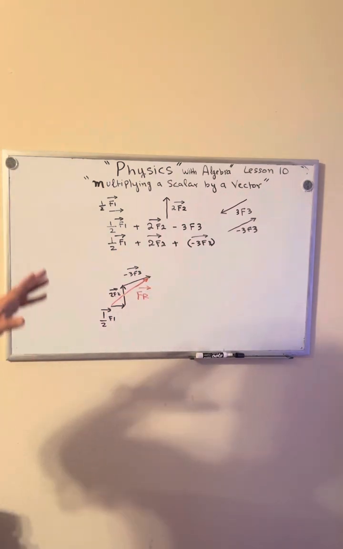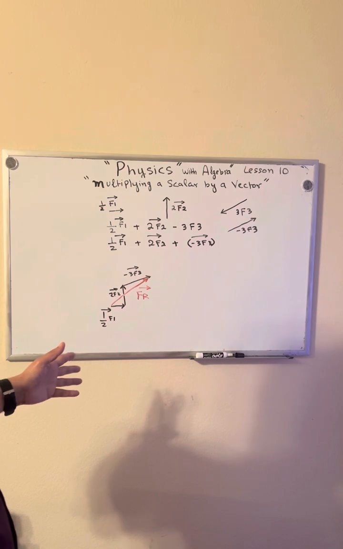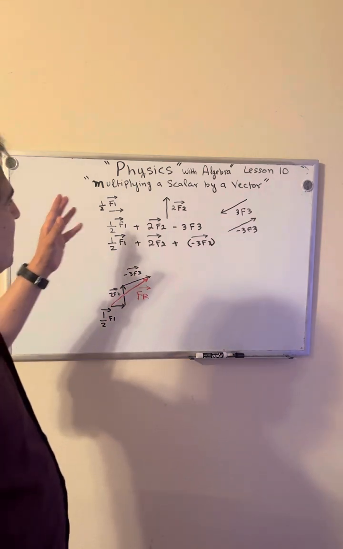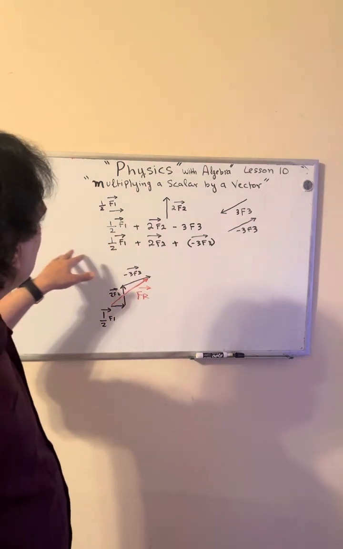So my friends, that is the graphical representation of multiplying a scalar by a vector and then adding them up.